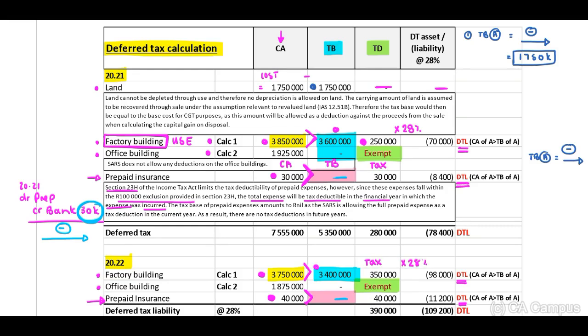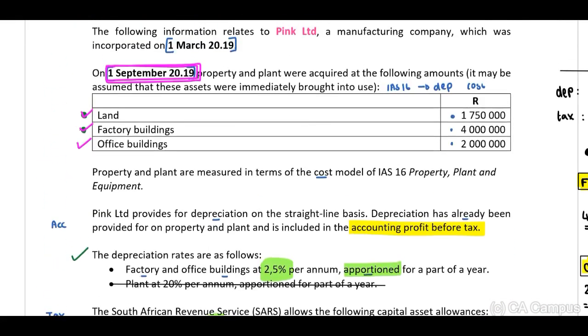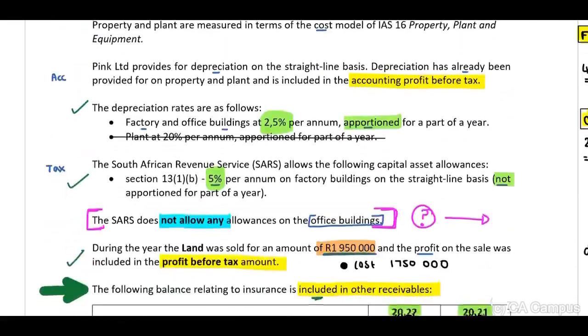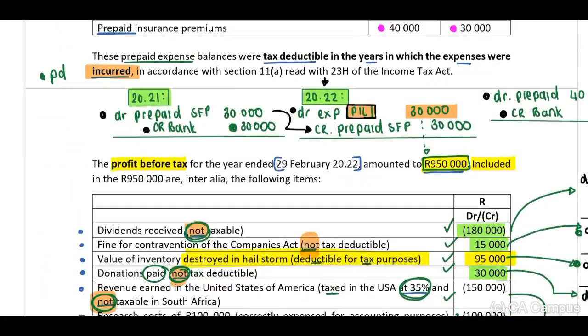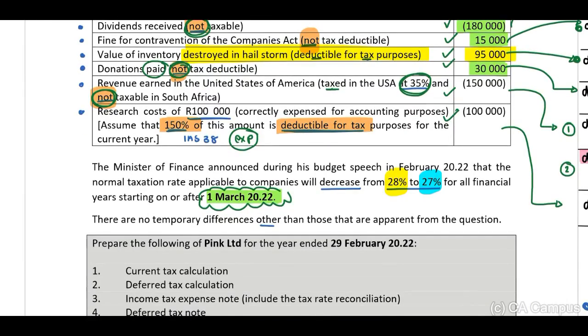Now, let's just refer back to our scenario. Let's ensure that we have transferred all of the relevant details in terms of our deferred tax calculation. You normally scan through this, identify. Right, let's stop right here in terms of our check. They indicate to us that the minister announced that there's a change, a decrease from the 28% to the 27% for all financial years starting on or after 1 March 2022.